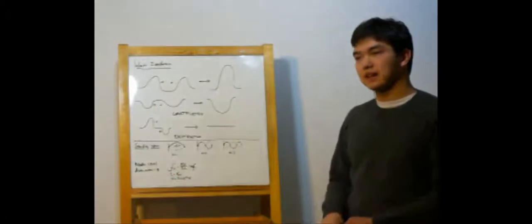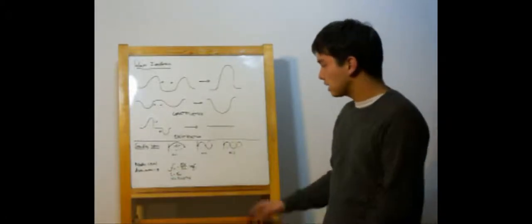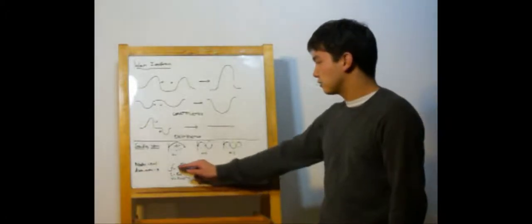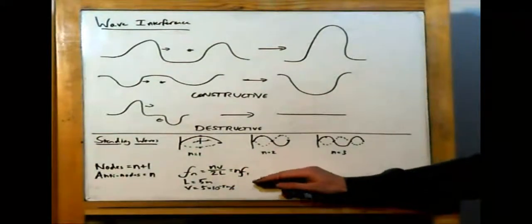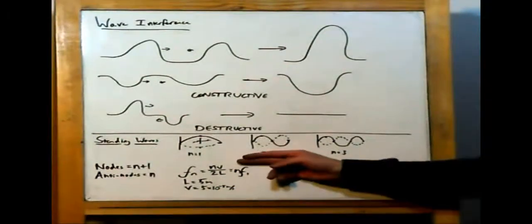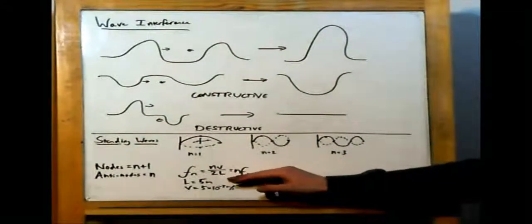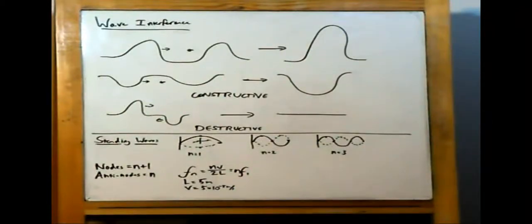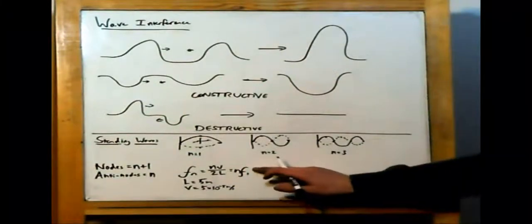You're often going to be asked to calculate the frequency of a standing wave. To do that, we have this nifty little function here. The frequency of the nth harmonic is equivalent to n times the velocity of your wave divided by 2 times the length of the string. Or if you already know the frequency of the first harmonic, you can simply take n and multiply it by that frequency.